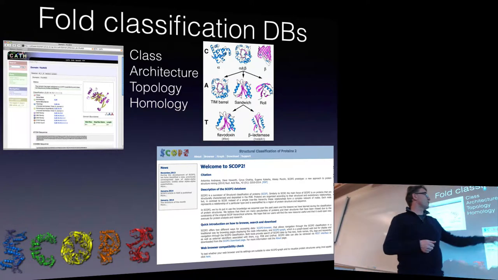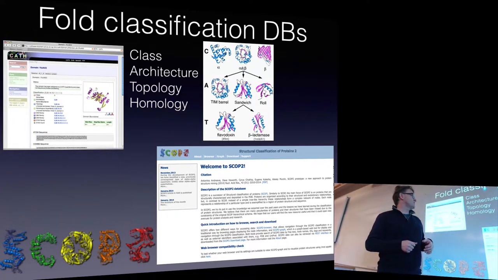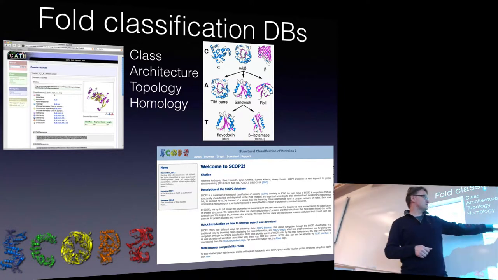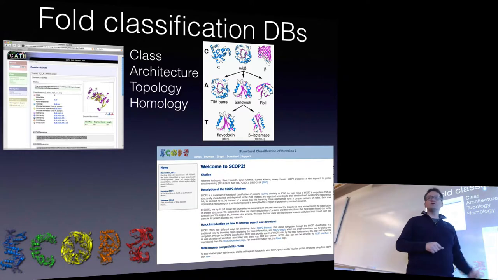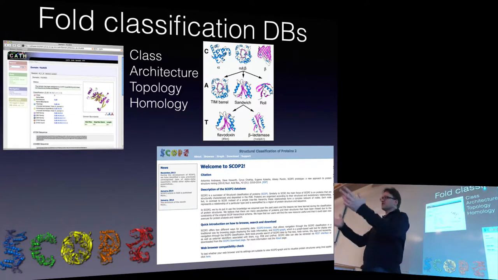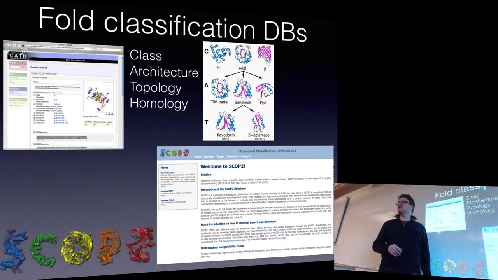And then sorts of large architectures that correspond roughly to the examples I've been showing you. And then there's going to be the topology, which describes the exact number of sheets and helices you have. And on the lowest level is going to be the homology, which is what you've done in the bioinformatics course. But on the class level, they don't need to share any sequence identity whatsoever. So these are descriptions of what the proteins look like, the shape, not the amino acids.